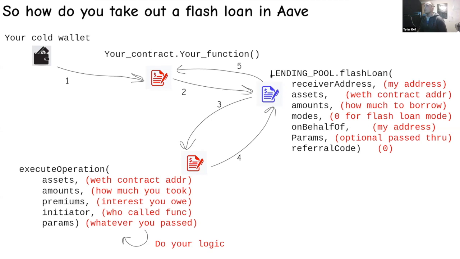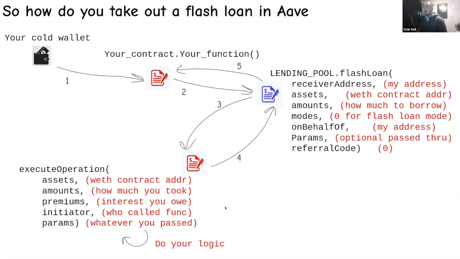calls the function on the lending pool contract, which does the lending. The lender, with a variety of properties, tells it who you want it to call, how much money you want and what kind of money you want, et cetera, et cetera. And it does a bunch of ERC20 transfers of tokens to your contract, and then calls a special function called the execute operation function on your contract, where you can do whatever you want with the money.